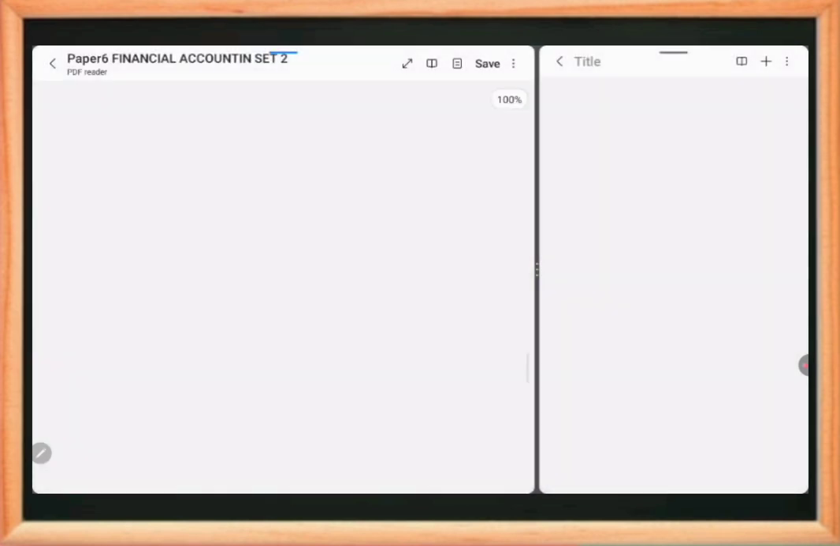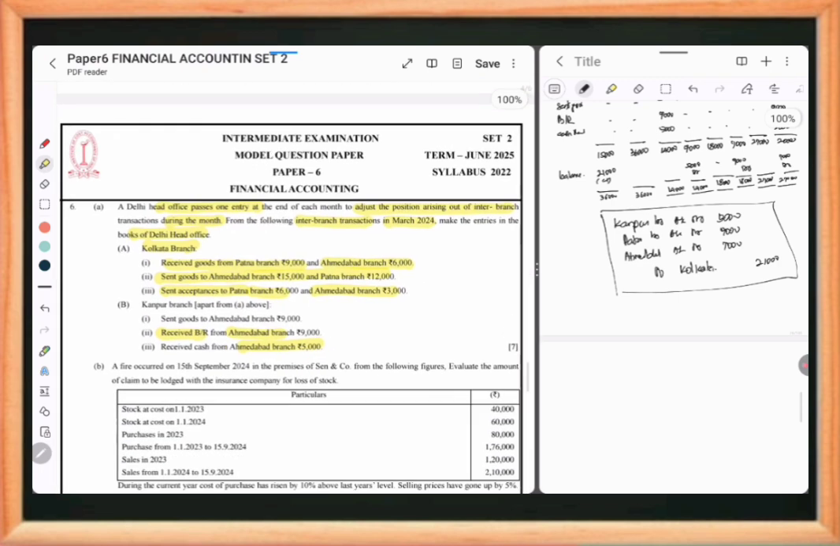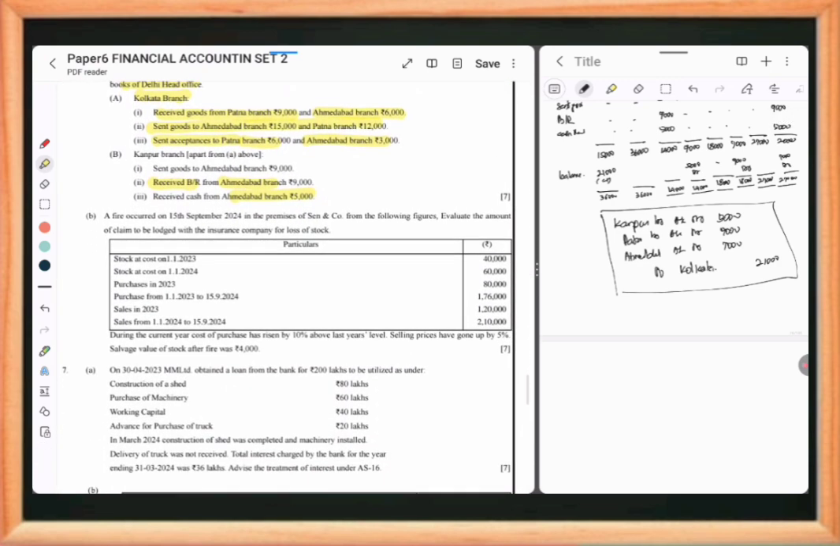So next question. And then one more entry. A fire occurred on 15th September in the premises of Sen and Company. The following figures are given to evaluate the claim to be lodged with the insurance company.